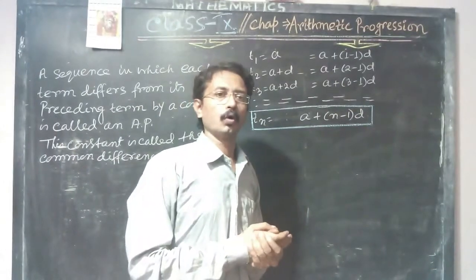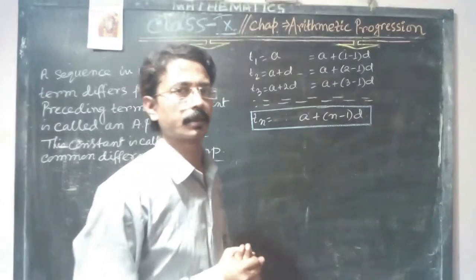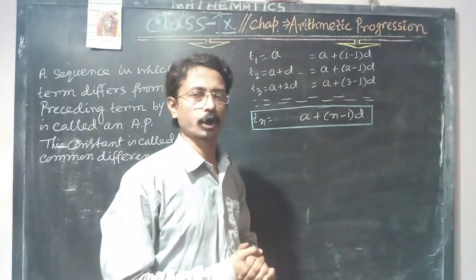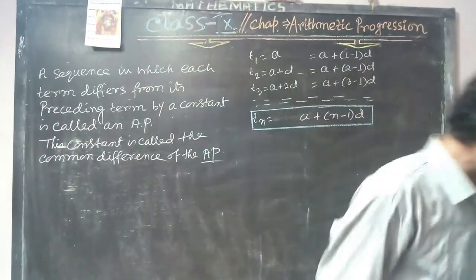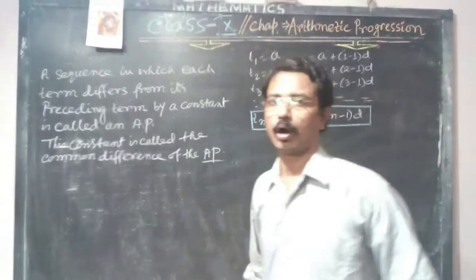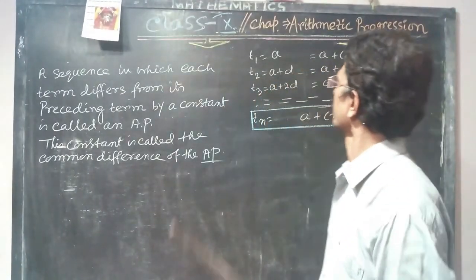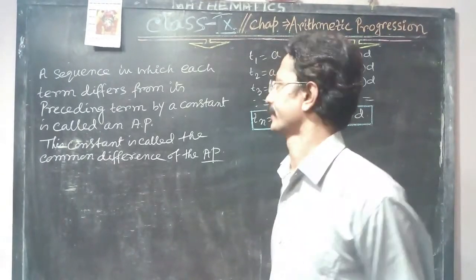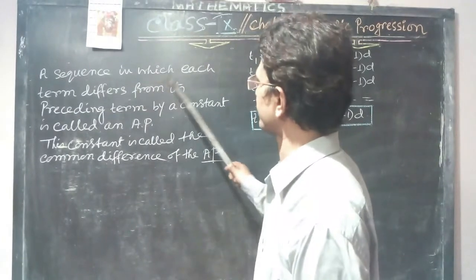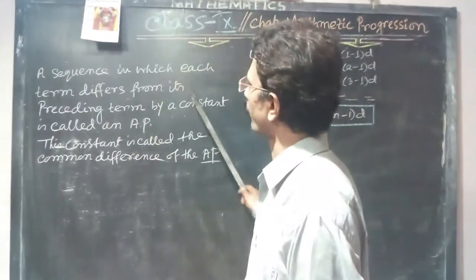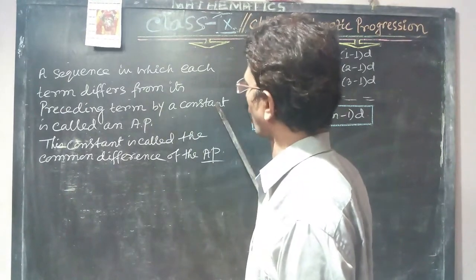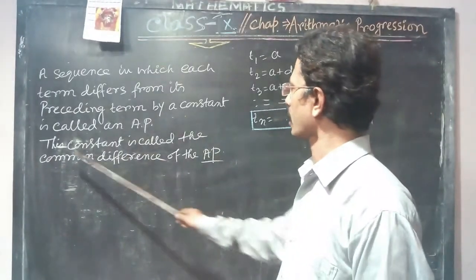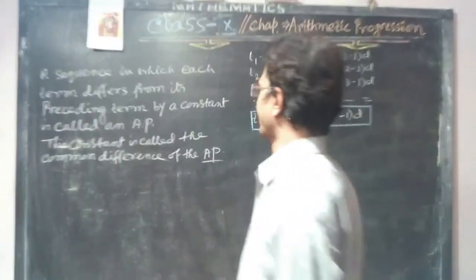Today we discuss a new chapter named Arithmetic Progression, shortly AP. Before starting the chapter, we discuss what a sequence is. A sequence in which each term differs from its preceding term by a constant is called an AP, and this constant is called the common difference of the AP.